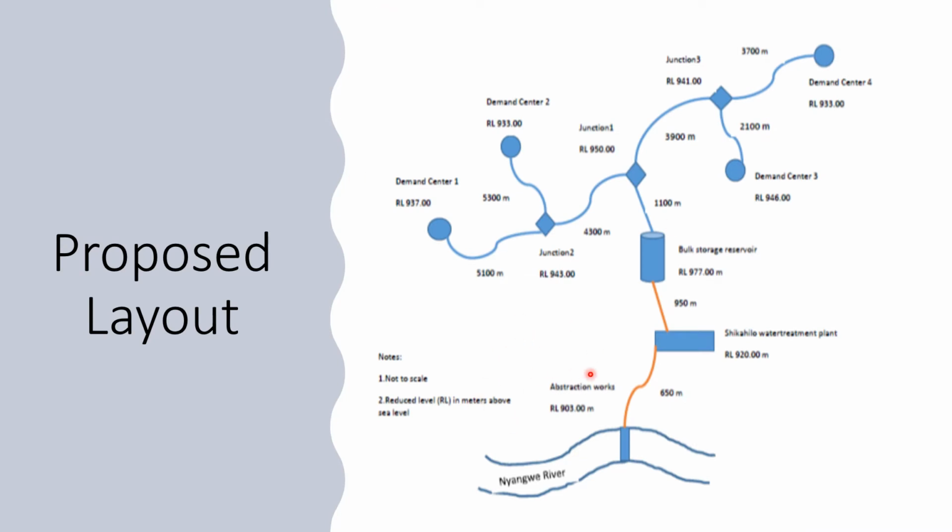And this is the layout of the whole township. We still have the source, which is Nyangwe River. We have our water treatment plant here. We have our bulk storage, and then we have all the demand centers. The demand centers are our townships, and here on this proposed layout we are given the length of the pipes. Like this one is 1,100 meters, this one is 950 meters. We are also given the reduced levels of those particular nodes.